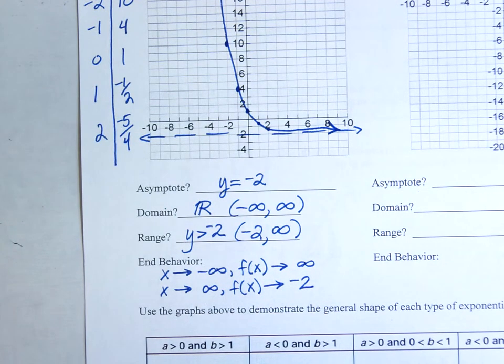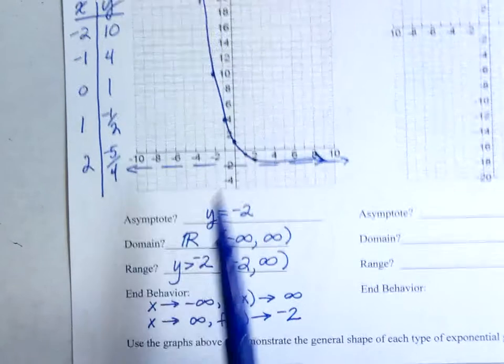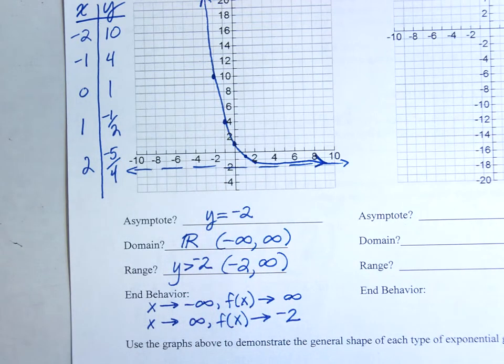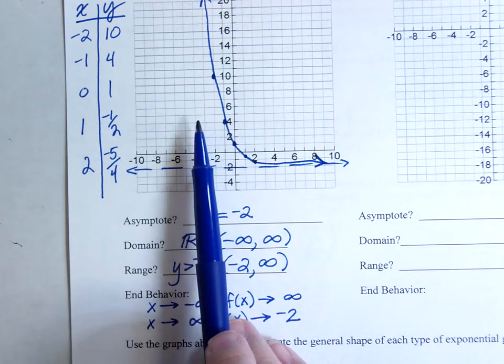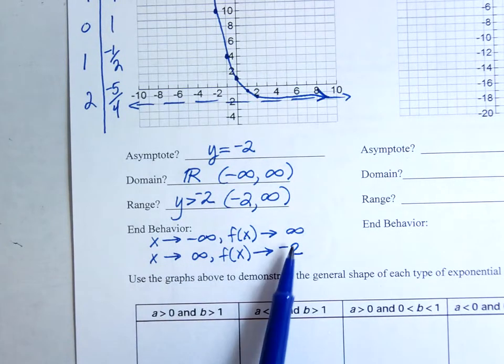Okay? So what we have here is always one side of my graph is going to be approaching the asymptote. The other side of my graph is always going to be approaching either positive or negative infinity. It's not always the left that goes up and the right that goes toward the asymptote. It can be the other way around. But for your end behavior, one side will always approach whatever the value of the asymptote is, and the other side will approach positive or negative infinity.